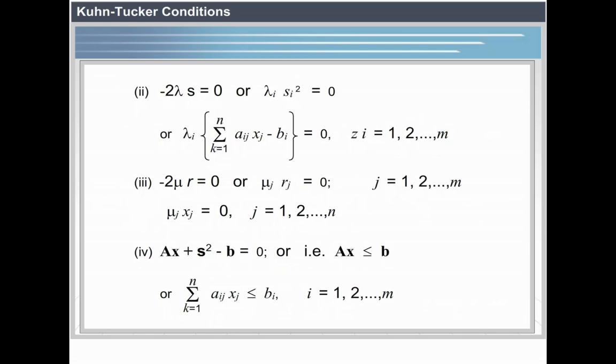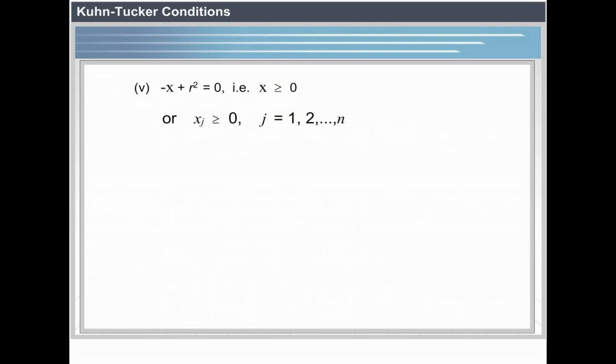Fourth: Ax + s² − b = 0, that is Ax ≤ b, or Σ_{j=1}^{n} a_ij x_j ≤ b_i for i = 1 to m. Fifth: −x + r² = 0, that is x ≥ 0, or x_j ≥ 0 for j = 1 to n. Sixth: x_j, s_i, r_j, λ_i, μ_j ≥ 0.